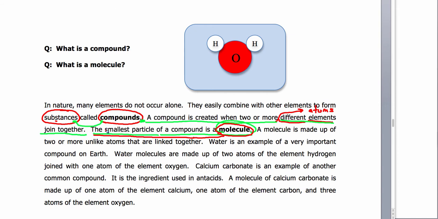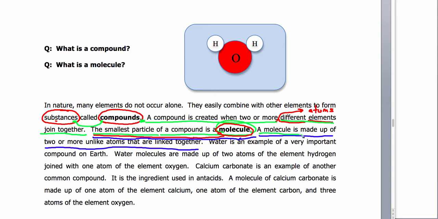So this is a main important idea. The smallest particle of a compound is a molecule. Okay? So a molecule is made up of two or more unlike atoms that are linked together. We're actually going to underline that in blue and green. So go ahead and put your blue line under here, leave a little space for the green line above it. Or you can put the green line below the blue line, it doesn't matter. Go back up and get that green marker. And let's get this double. These are really, really, really important statements.